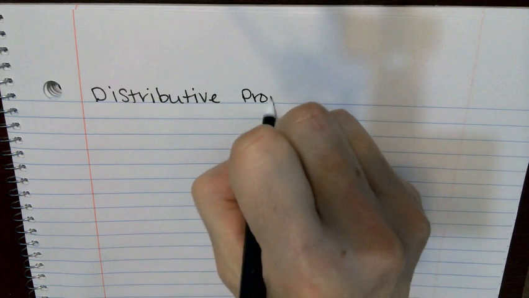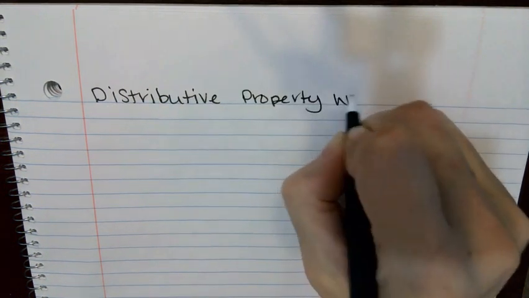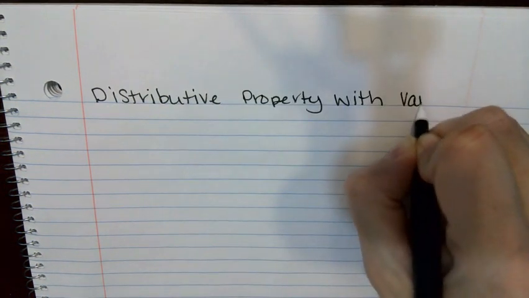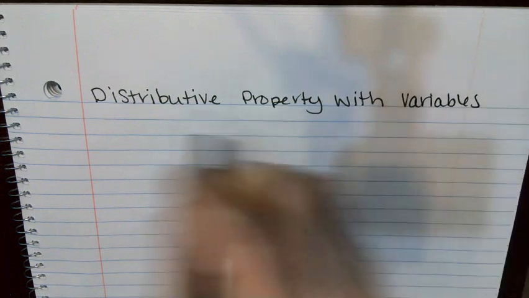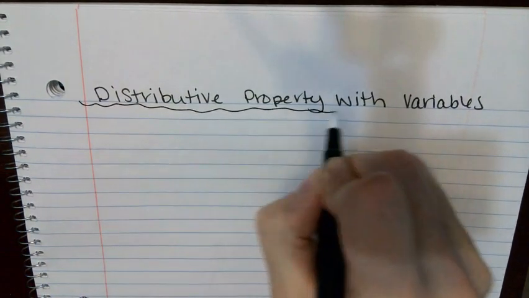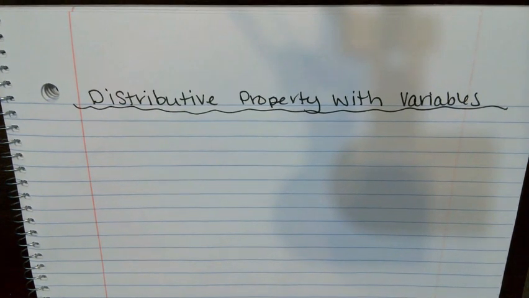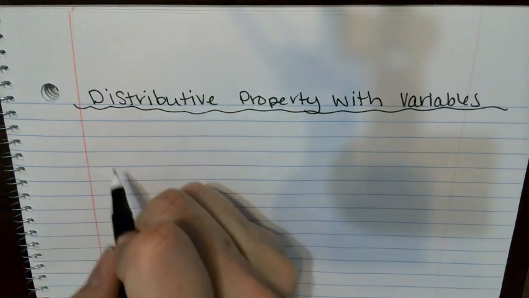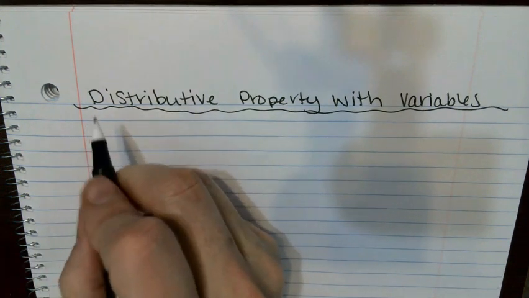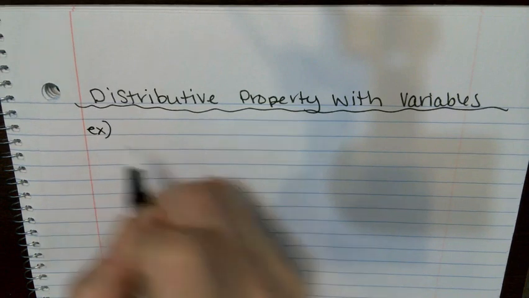So, please title your page Distributive Property with variables. Okay? Distributive property with variables. So we can simplify expressions, okay, using the distributive property.